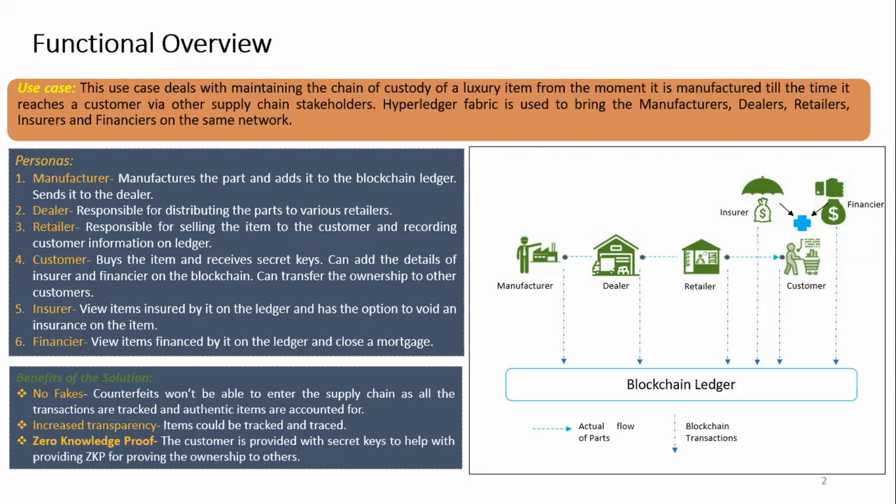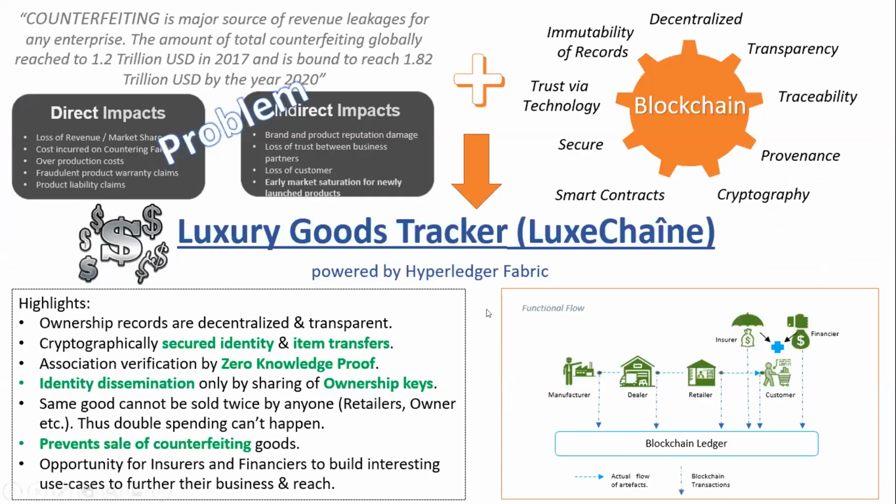The main characteristics of this solution are cryptographically secured identity of the owners, association verification using zero knowledge proof, secured ownership transfer by using secret keys, and a complete trail of ownership of goods for provenance.